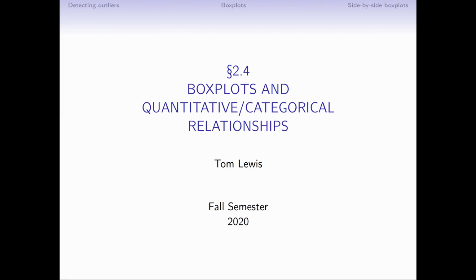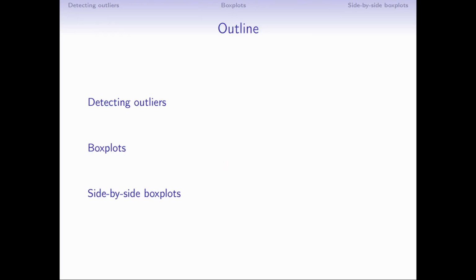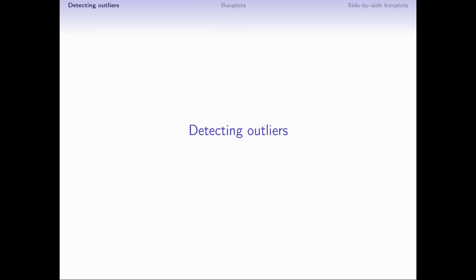Welcome back. This is section 2.4 of the text, box plots and quantitative/categorical relationships. I've divided the section up into three pieces: detecting outliers, box plots, sometimes called box and whisker plots, and finally, side-by-side box plots. Let's begin by studying a subsection called detecting outliers.